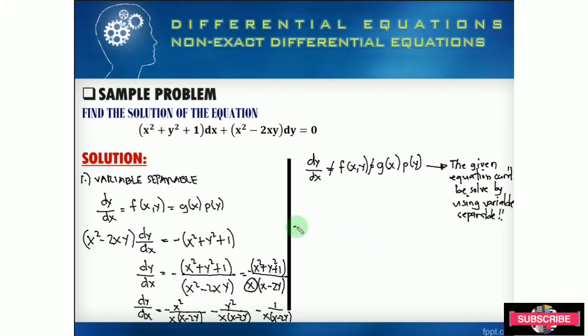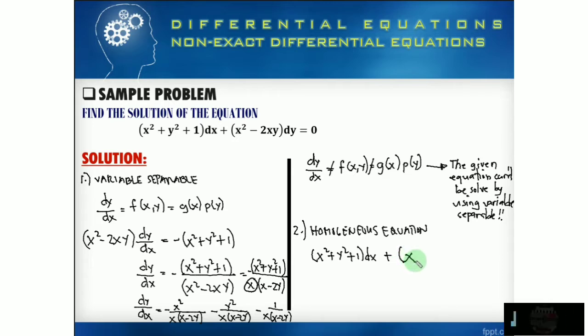So we proceed to the second one, as we have in these previous lectures for the variable separable. How about for the homogeneous equation or function? Can we solve this one using the homogeneous function or equation? So we have here x squared plus y squared plus 1 dx plus we have this quantity here, x squared minus 2xy dy is equal to 0.